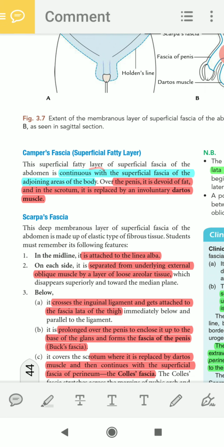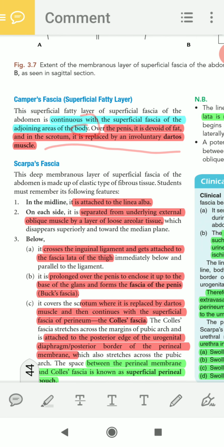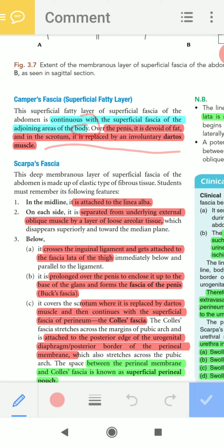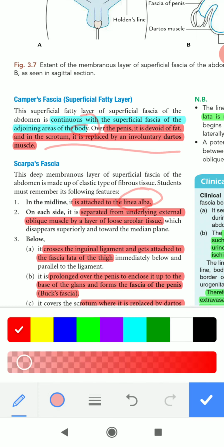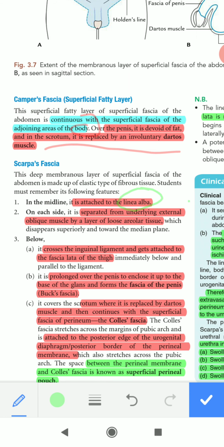Now the Scarpa's fascia. The fascia of Scarpa, in the midline, is attached to the linea alba. On each side it is separated from the underlying external oblique muscle by a layer of loose areolar tissue. Below, it crosses the inguinal ligament and gets attached to the fascia lata of the thigh. It is prolonged over the penis to enclose it up to the base of the glans and forms the fascia of the penis, that is Buck's fascia.